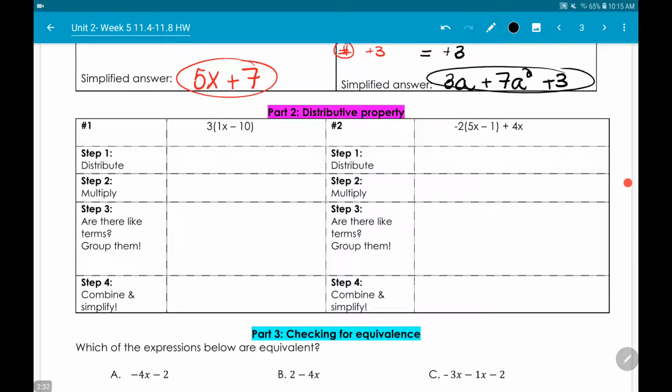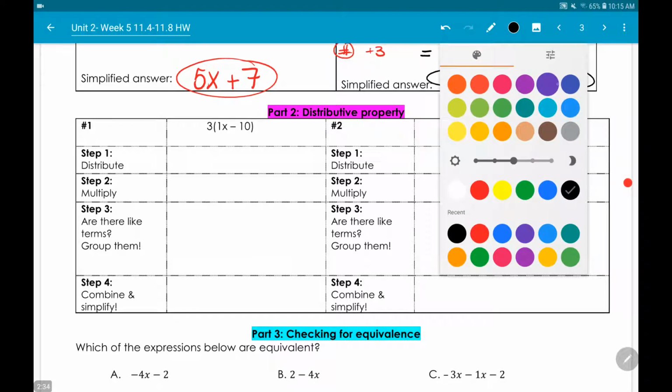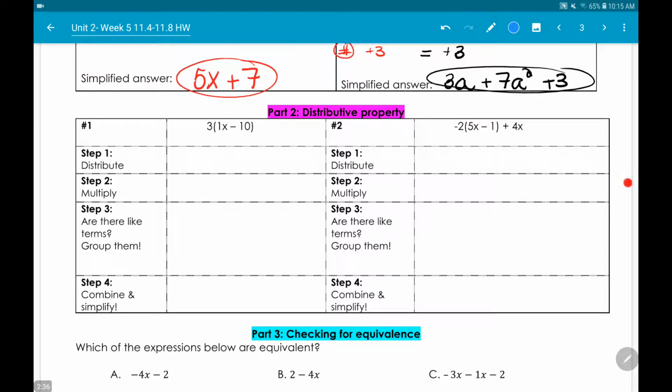Okay, the next thing we learned was distributive property. So distribution means to multiply. All right, so I take my outside term and I put it with the inside term, and then I do it again with the second inside term. All right, now I simplify by multiplying. So 3 times 1x is 3x. 3 times negative 10 is negative 30.